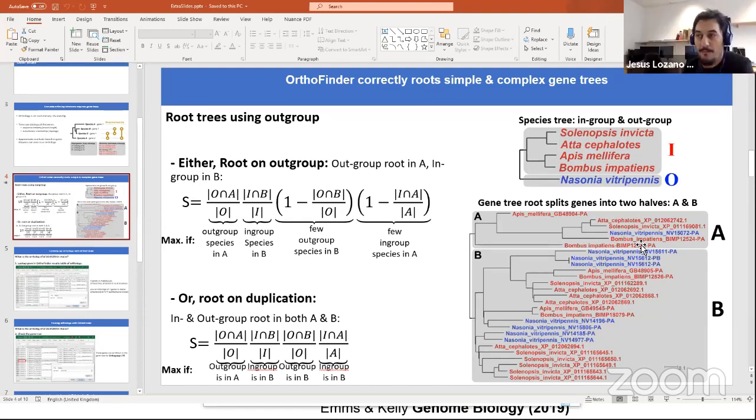Okay, we have many more questions. I will put one more from BG Shibulal. Is it possible to identify horizontally transferred genes using OrthoFinder?